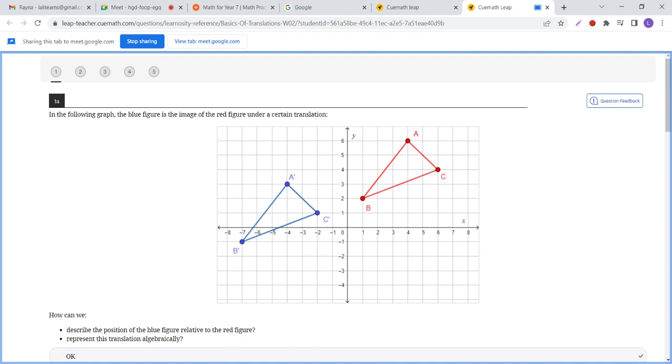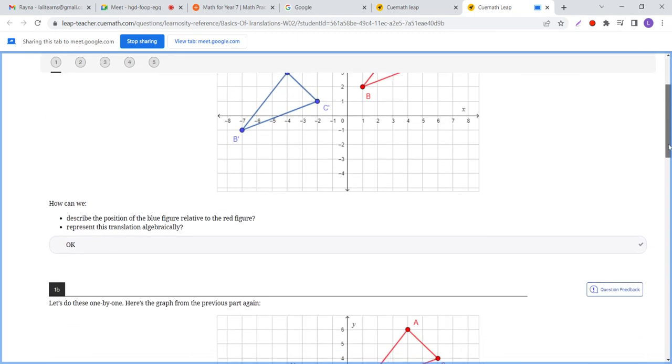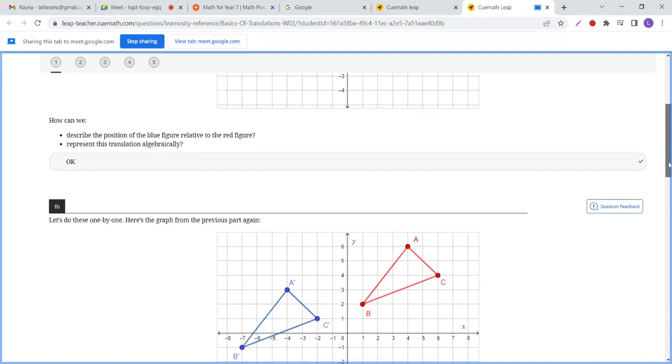Describe the position of the blue figure relative to the red figure. I think that the blue figure has translated because the shapes are exactly the same. Nothing is changed besides where it's placed. Okay, only size wise they are the same, not position wise.